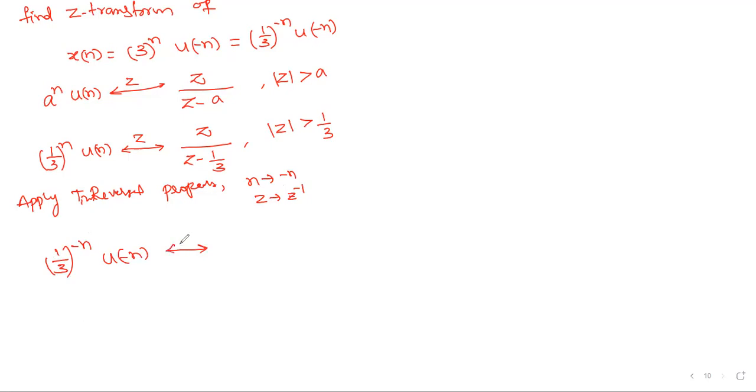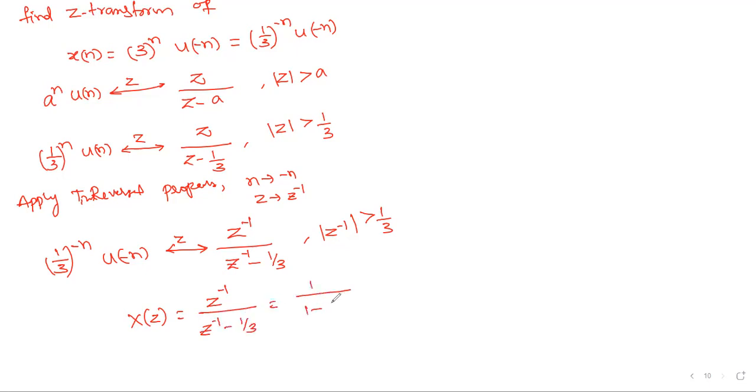z transform will be z power minus 1 divided by z power minus 1 minus 1 by 3, mod z power minus 1 greater than 1 by 3. Now what will X of z become? X of z will become z inverse by z inverse minus 1 by 3. You will get 1 by 1 minus z by 3. So that is the answer we will get for this one.